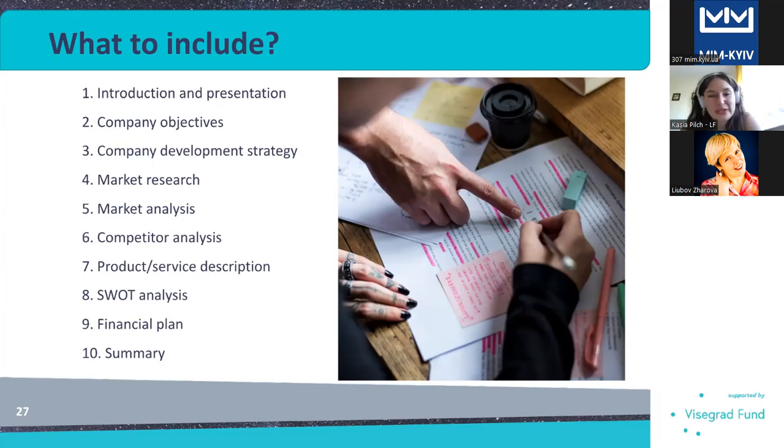Okay, so chapter number 7 is product/service description. In this chapter, you want to include the detailed description of the product/service. So you want to talk about similarities and differences compared to the competitors. And you want to talk about the market differences and also your distinctive characteristics.